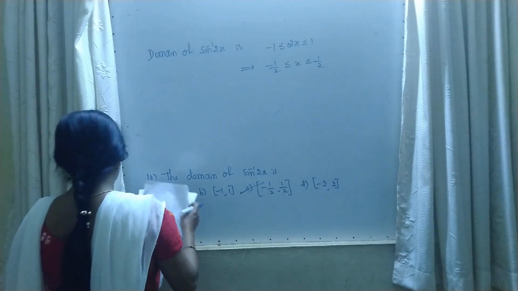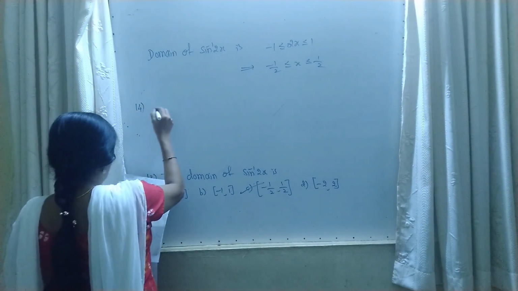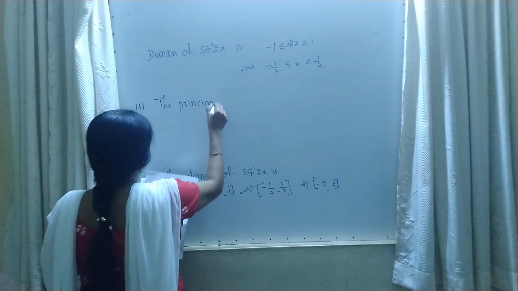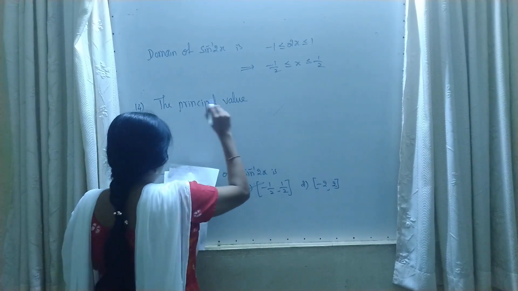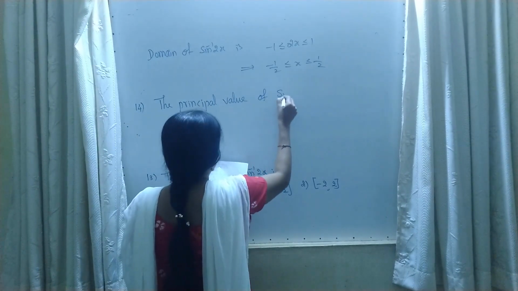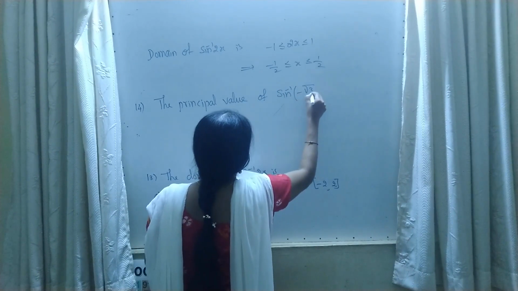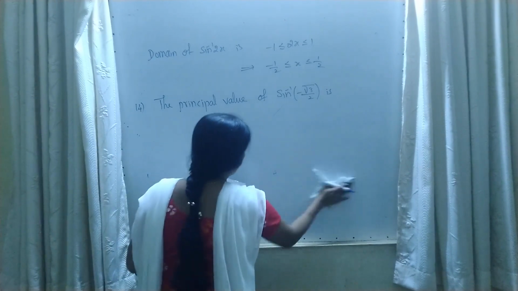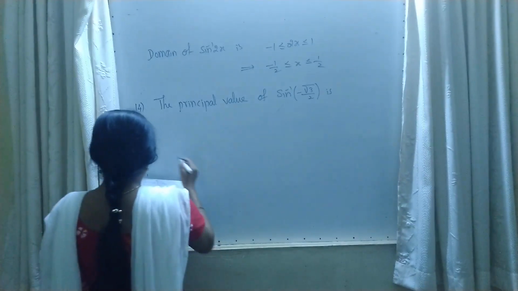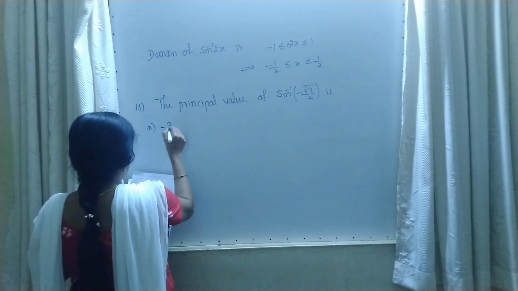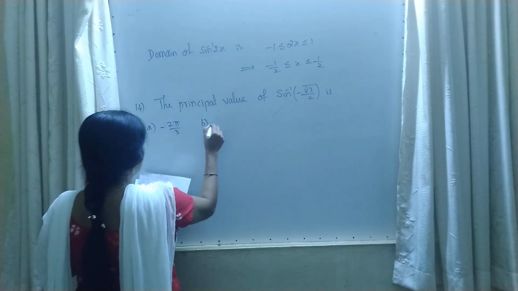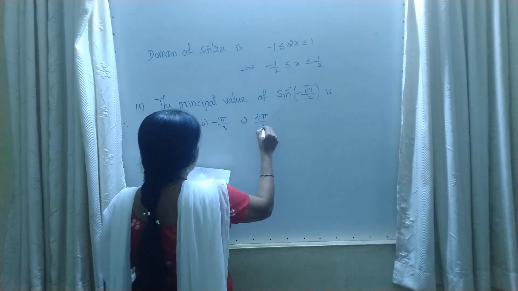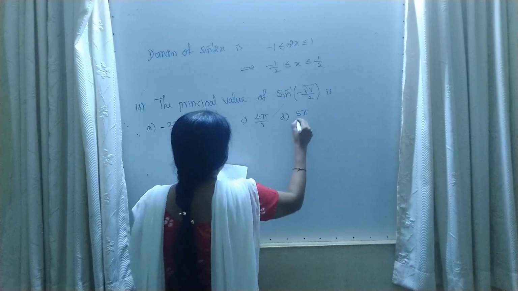Question number 14. The principal value of sin inverse minus root 3 by 2. See, if the students are thorough in the theory, without any calculations directly they can tell this answer. The options are minus 2 pi by 3, minus pi by 3, 4 pi by 3 and 5 pi by 3.